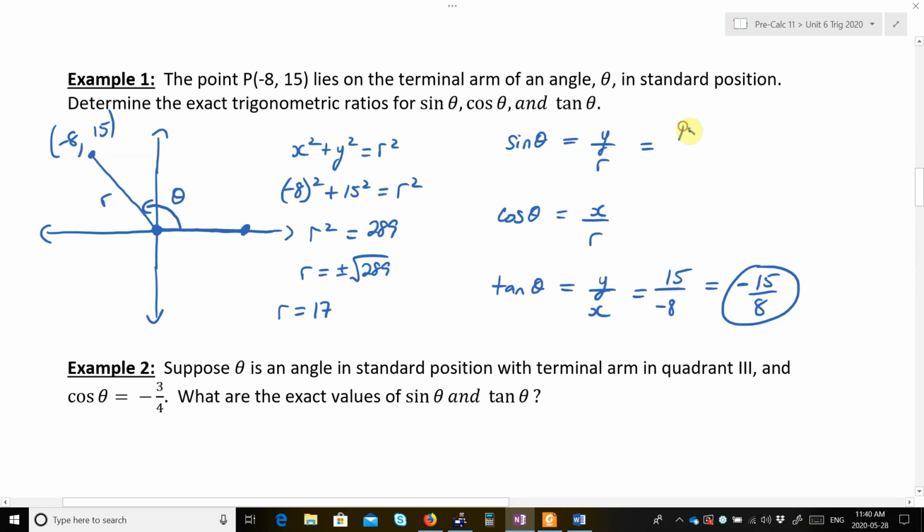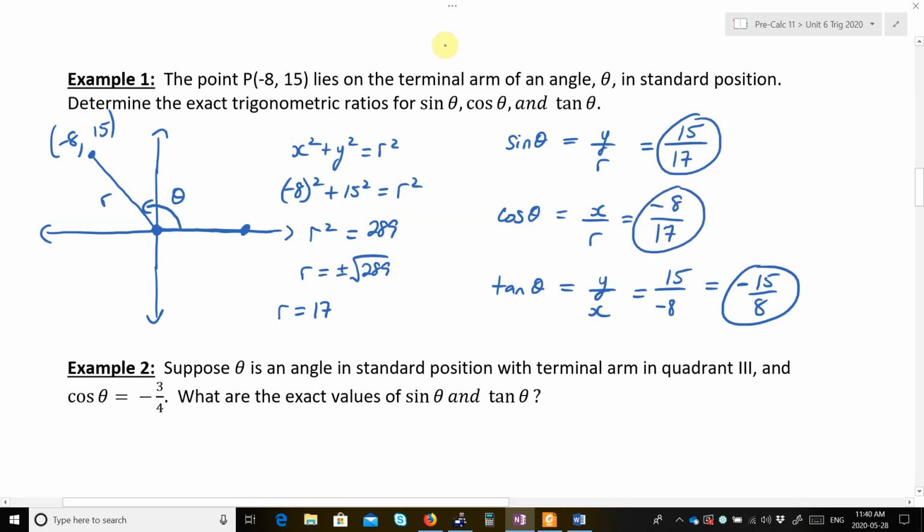So sine of angle theta, which is this big angle right here, is y over r. The y is 15 and the r is 17. And cos theta is x over r. The x-coordinate is -8 and the r is 17.